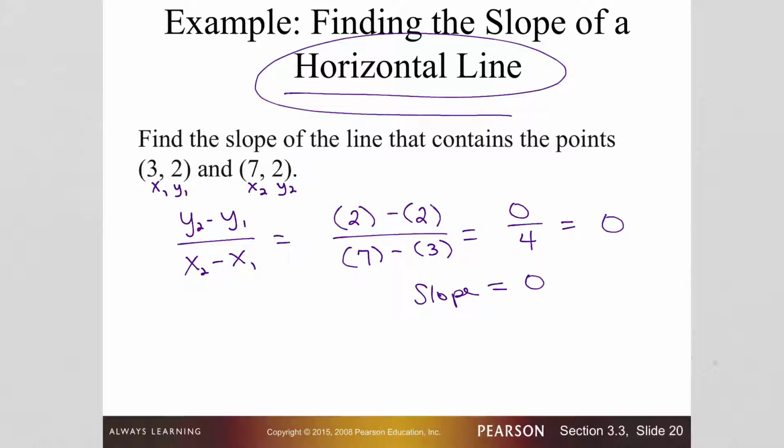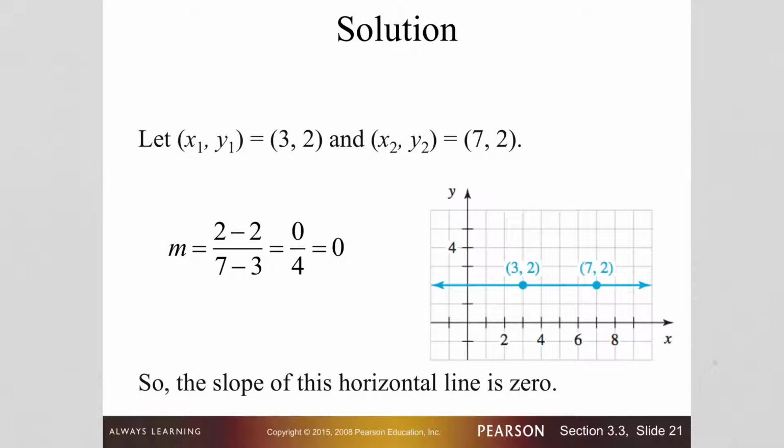Let me show you on a graph. So here's the point 3, 2. Here's the point 7, 2. This is a horizontal line, and it has a slope of 0. All horizontal lines have a slope of 0.